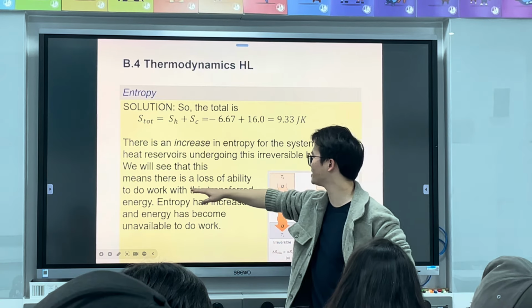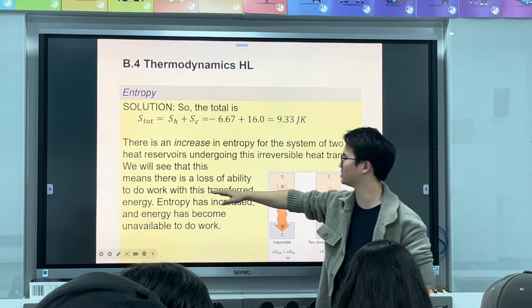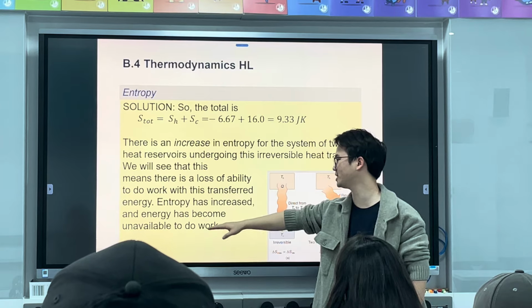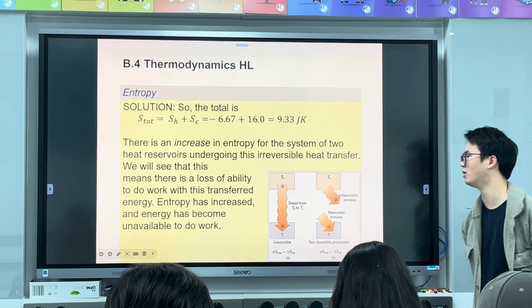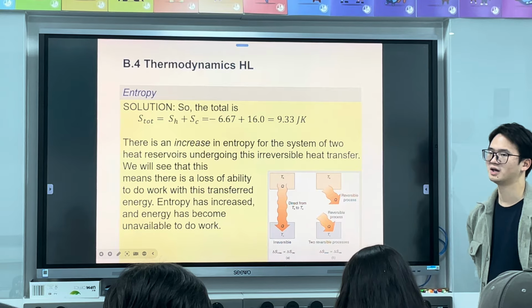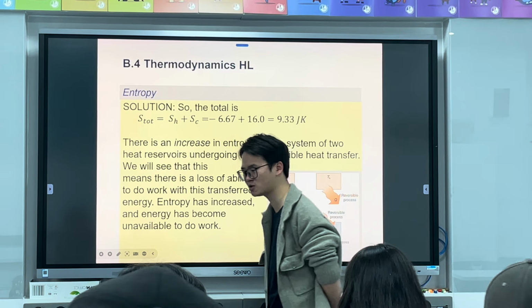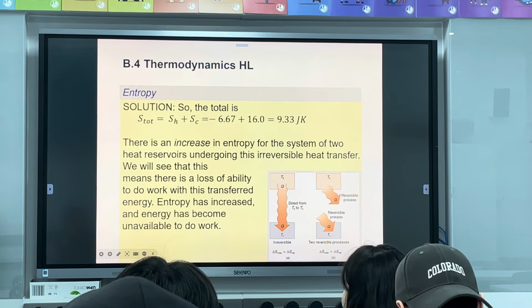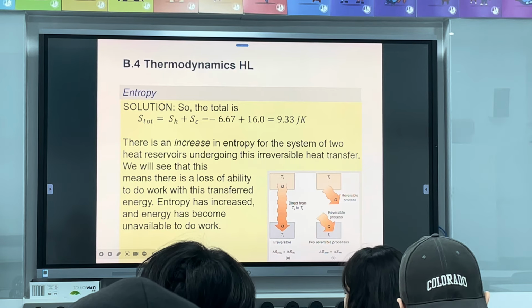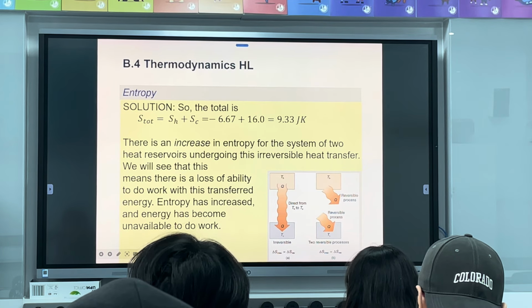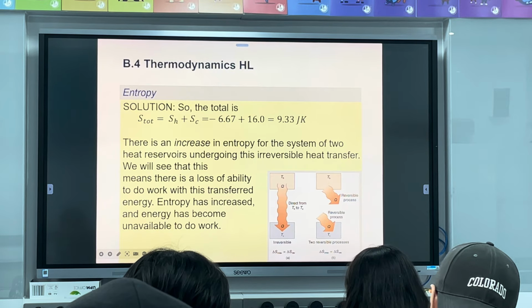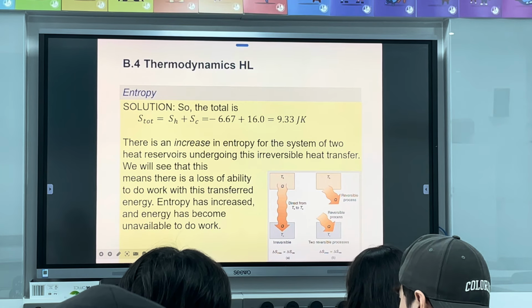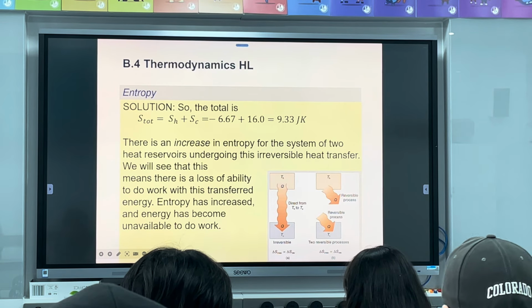So we'll see that this means that there is a loss of ability to do work with this transferred energy. Entropy has increased and energy has become more unavailable to do work. If you have already watched the video that I asked you to watch by Veritasium about entropy, you know that we're actually getting the low entropy, which is more useful energy from the sun. And then we're giving back to the universe the same amount of energy that we received from the sun, but just at a higher entropy, which is less useful, right?